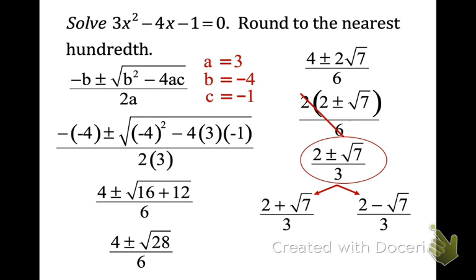The square root of 7 is 2.64, or 2.65, so it's 2 plus 2.65. You're doing 2 plus 2.65 divided by 3. That makes 4.65 divided by 3. And I get about 1.55. Now I've cut off a lot of decimals over here. And then I'm doing 2 minus 2.65 all over 3.